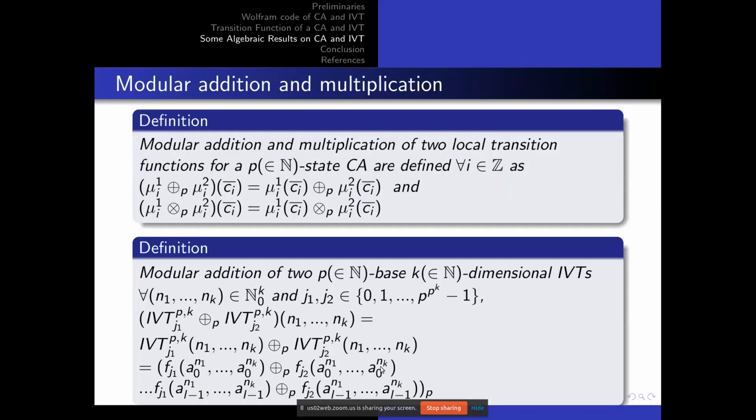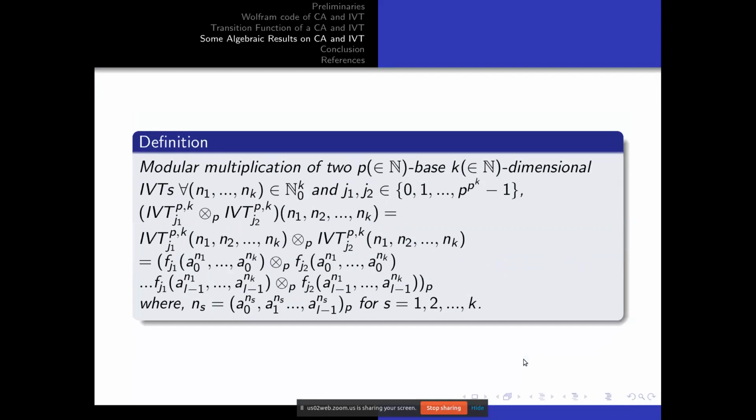Now we come to another operation, modular addition and multiplication. This is for cellular automata: if mu1 and mu2 are two local configurations, then addition modulo P over mu1 and mu2 is equal to mu1(Ci) plus mu2(Ci) modulo P. Individual components addition will be done. In each cell we will have the modulo addition and the modulo multiplication operations. Similarly for IVTs also, individual components we will add or multiply accordingly for modular addition and modular multiplication, and we will add and take the modulus of it to get the result. So this is the modular multiplication. We will multiply and take the modular value.